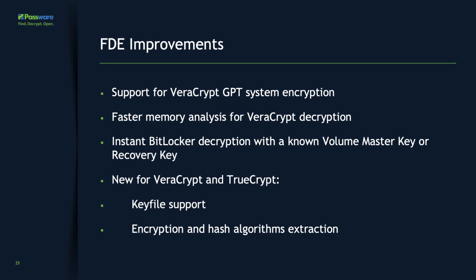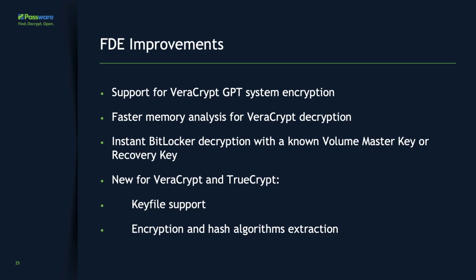Instant BitLocker decryption with a known volume master key or recovery key. Any of the BitLocker protectors, whether that's TPM, password or recovery key, encrypt a BitLocker volume master key, VMK, to generate a full volume encryption key, FVEK, which is then used to encrypt the volume. If a volume master key is known or has been recovered previously, Passware Kit decrypts the given BitLocker volume instantly, with no need to analyse the memory image again.